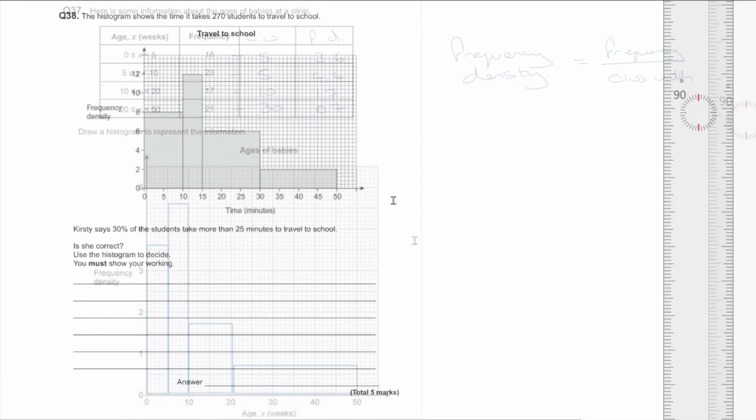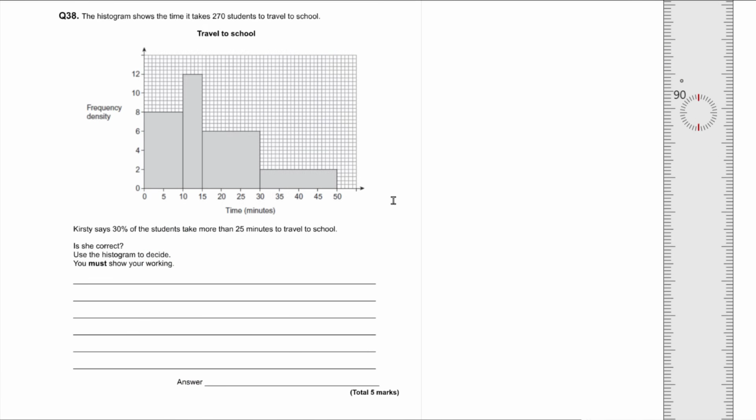Looks pretty good. Question 38. The histogram shows the time it takes 270 students to travel to school. Kirsty says 30% of the students take more than 25 minutes to travel to school. Is she correct? Use your histogram to decide. You must show your working.